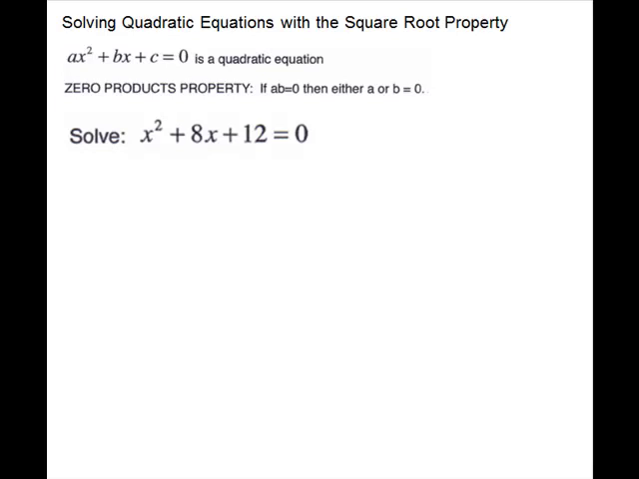In this section, we're going to solve quadratic equations with the square root property. But first, let's review the form for a quadratic equation. You're going to have your equals, of course, and you're going to have something squared. So this is our standard form. We'll get 0 on one side.